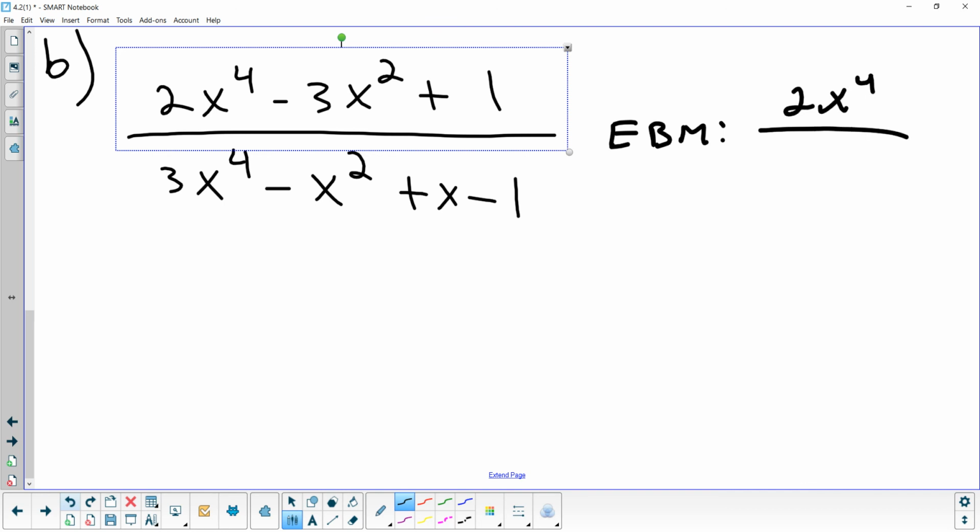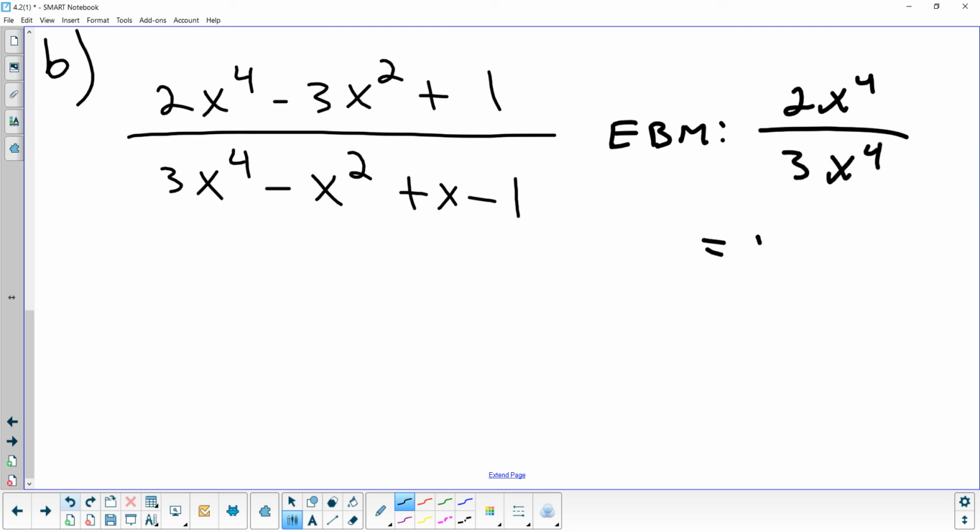How about Matt? What's the EBM in the bottom? 3x to the 4th. So Ethan, when I reduce that, what is my EBM? 2 over 3. The x is gone. And that happened because the degree in the top and the bottom were the same. So they canceled out completely.